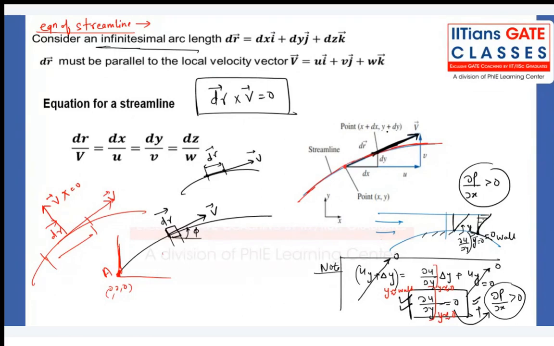S dot v means the same thing you are saying. Let's say there is no infinitesimal arc length. We are taking a large one, right? And you are saying this dot product, right? So you are getting this one. What about this thing?